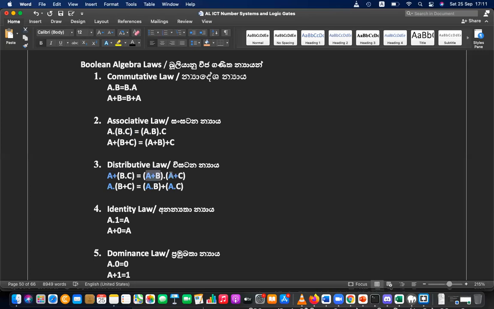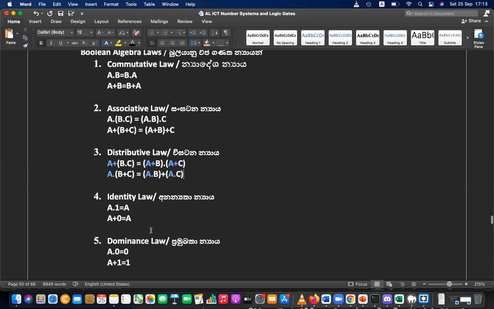AOB and AOC. AO is the common factor. You can distribute to both which are inside the bracket. AN is the common factor here. AN can be distributed to this one and this. So that is distributive. These laws we learned.